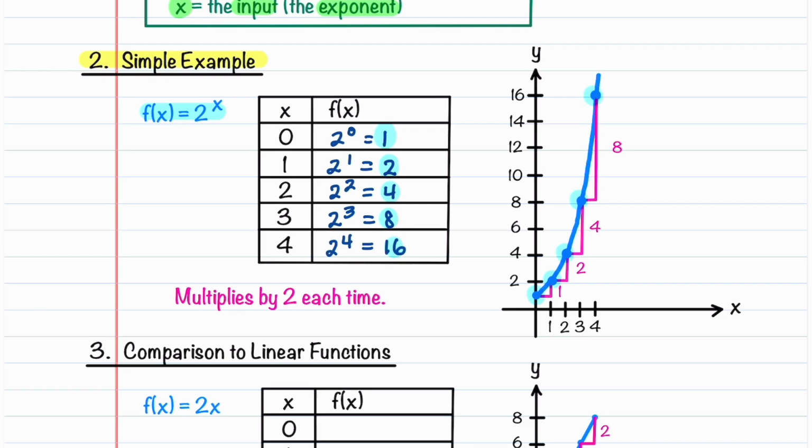Notice that when our x value changes by 1 unit, our function gets multiplied by a factor of 2. You can see this in our graph. When our x value changes 1 unit at a time, our y value gets multiplied by a factor of 2. This is a hallmark of an exponential function. We have what we call a constant ratio of change.